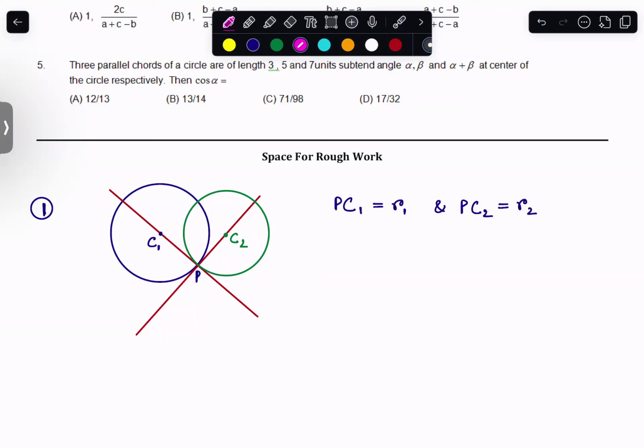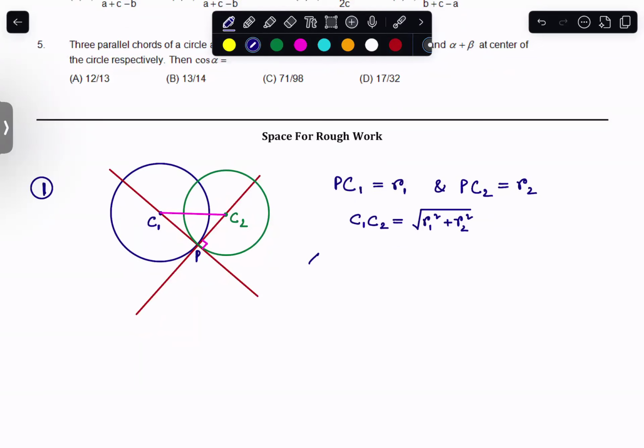Now, from this figure, can I have C1, C2 length as already it is known to be at right angle? Anyone? Can you have C1, C2 length? Yes, sir. What will be this length? Sir, root of R1 square plus R2 square. Very good. Root over R1 square plus R2 square.